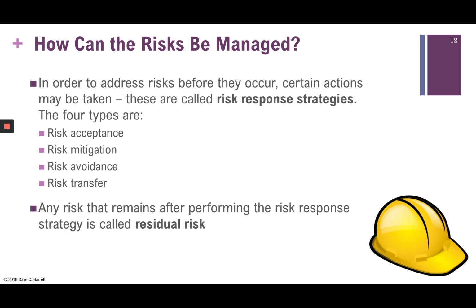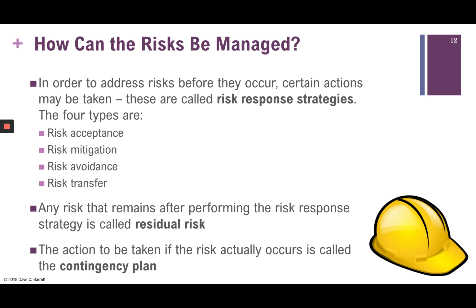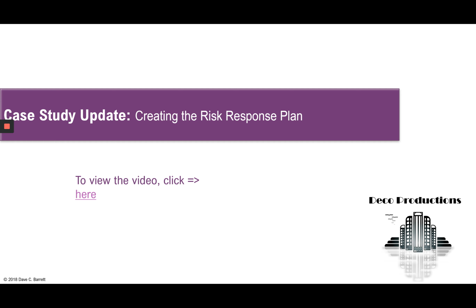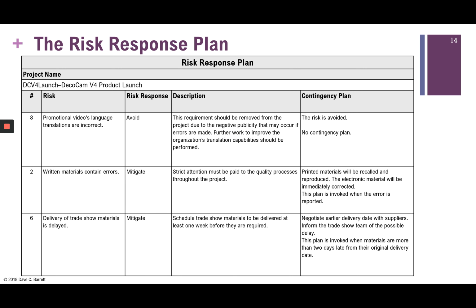Any risk that remains after performing the risk response strategy, because in many cases, except for avoidance, there's a little bit of risk left, is called residual risk. And the action to be taken if the risk does actually occur, in spite of everything we may do, is planned in advance. It's called the contingency plan. So again, you should stop the video and turn to the second case study in the textbook on page 114 and read the case study update, creating the risk response plan, and then come on back here.